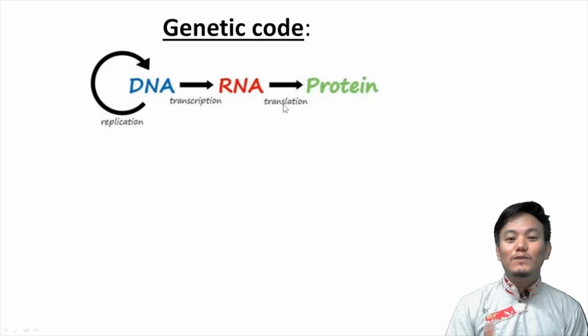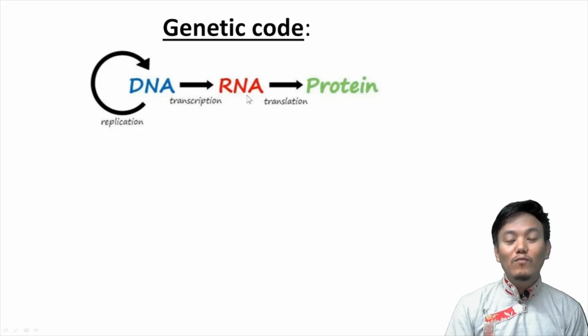So the next process will be the transfer of information from RNA to protein. Protein will be produced based upon the information contained within the RNA. That particular process is called translation.